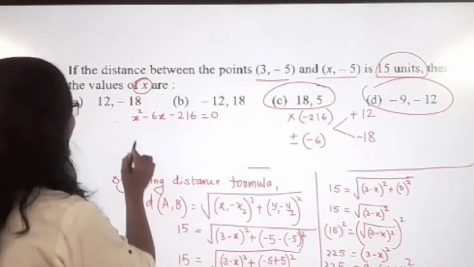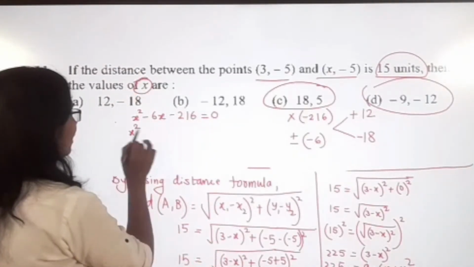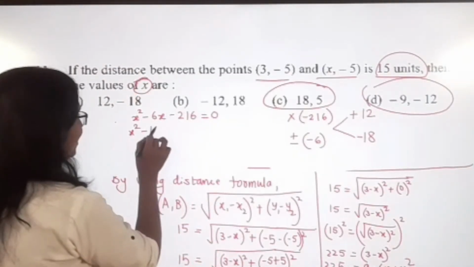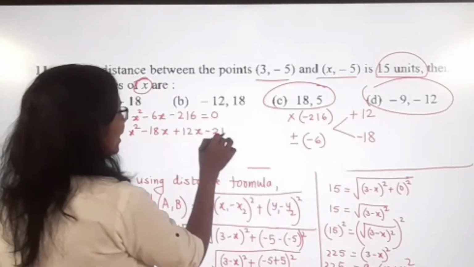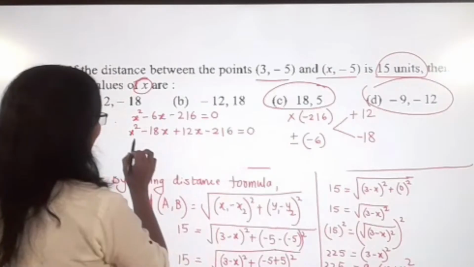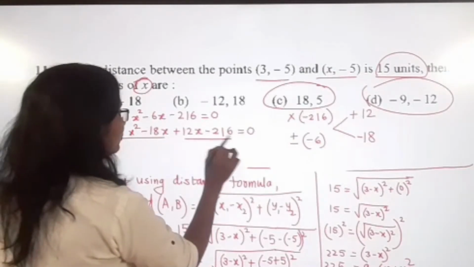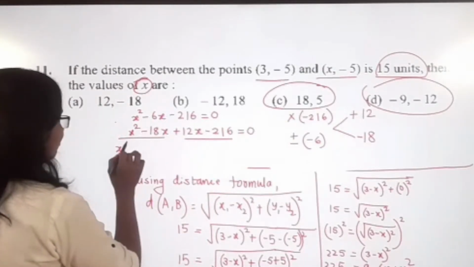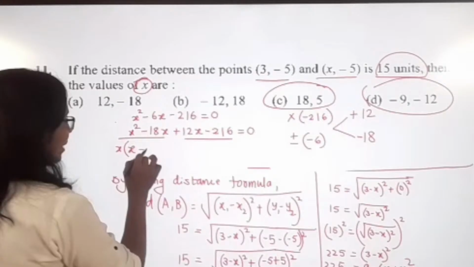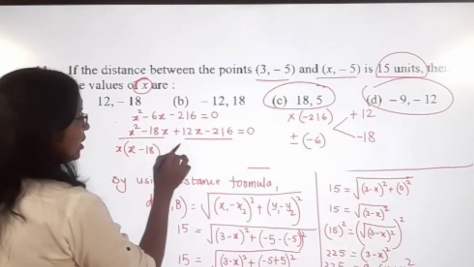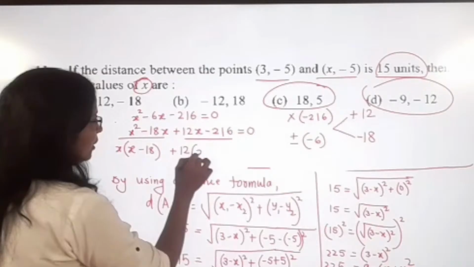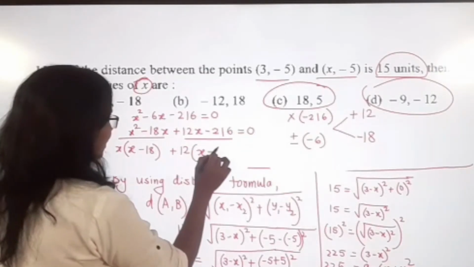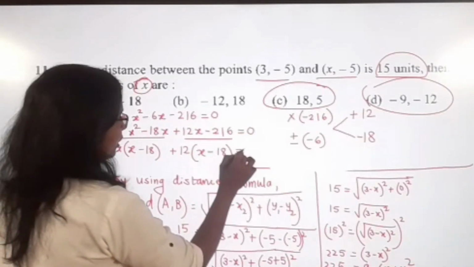So here we write x square minus 18x plus 12x minus 216 is equal to 0. So now make the groups of these two. Common from the first group, that is x minus 18, plus from this group the common is 12. So 12 in the bracket x minus 18 is equal to 0.